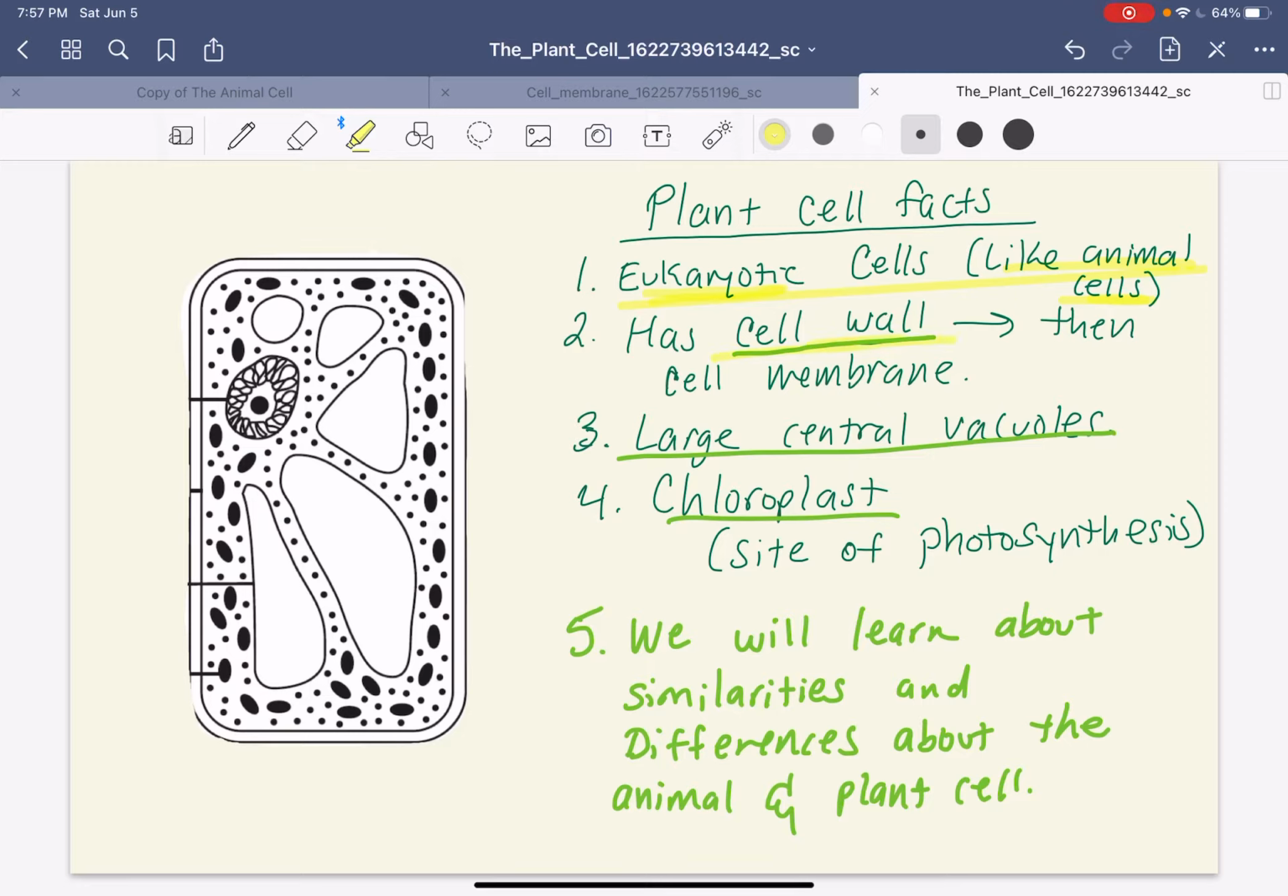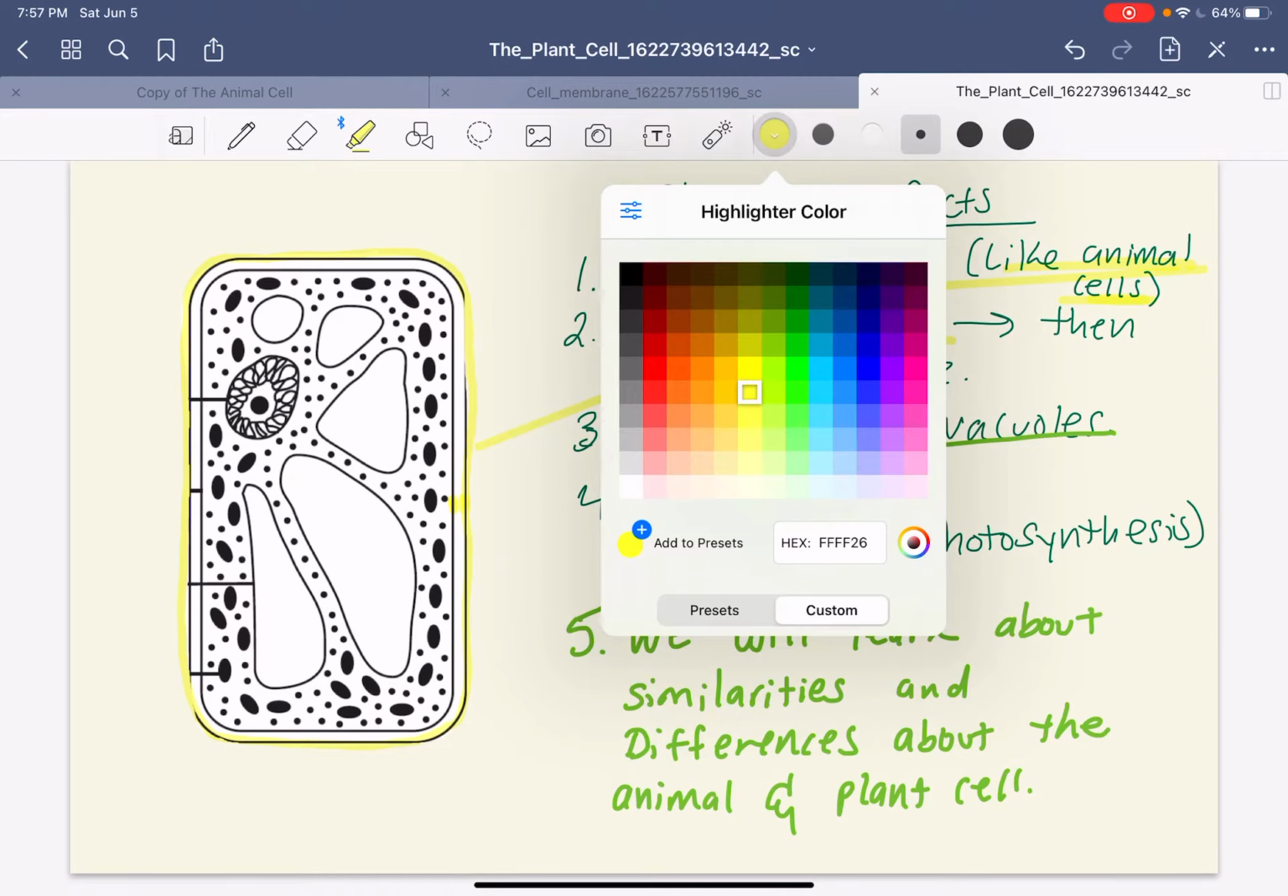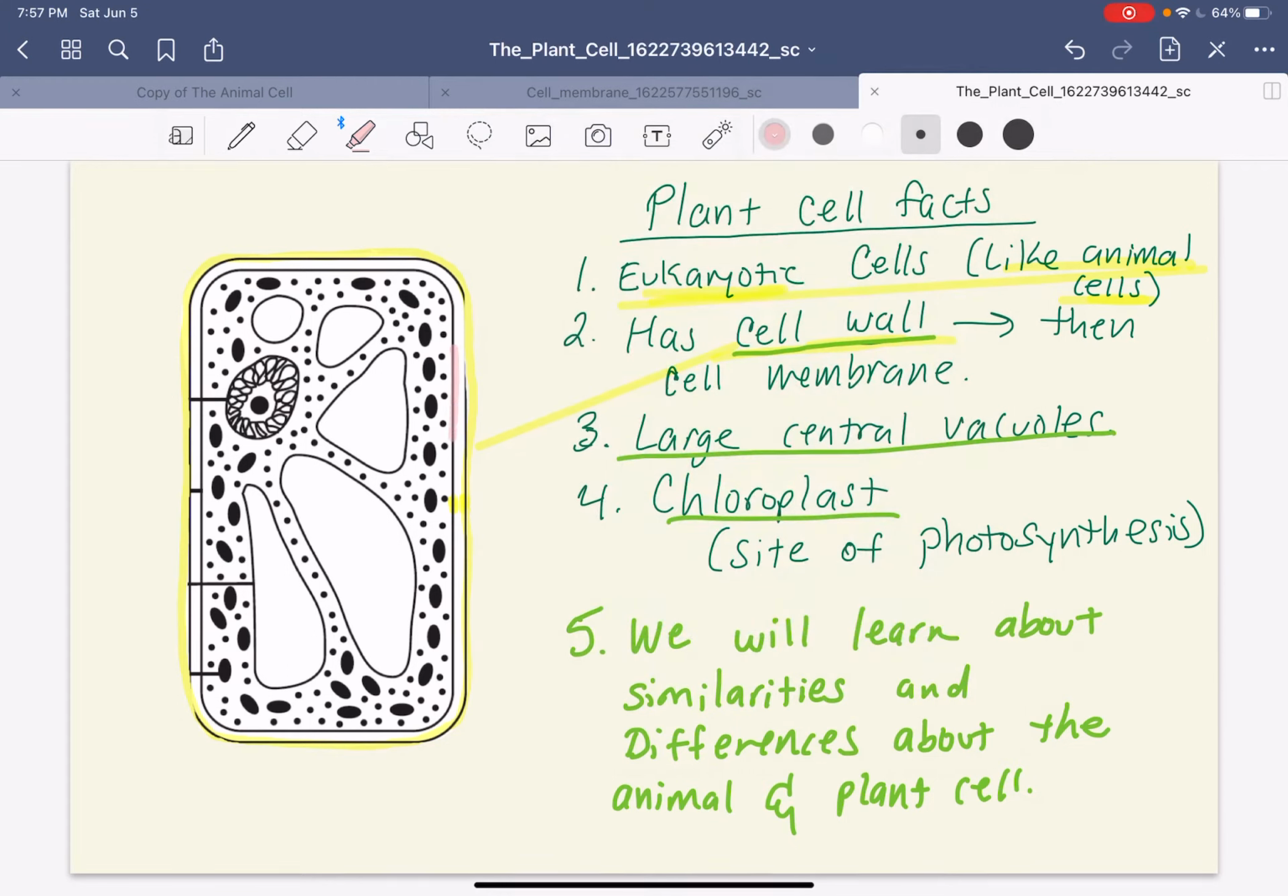Plant cells have a cell wall. Do you notice out here in this plant cell, there are 2 outer layers? There's this outer layer, and it's not the cell membrane. This is the cell wall. And then there's an inner layer, and that inner layer is the cell membrane. So that's the first difference between a plant cell and an animal cell.